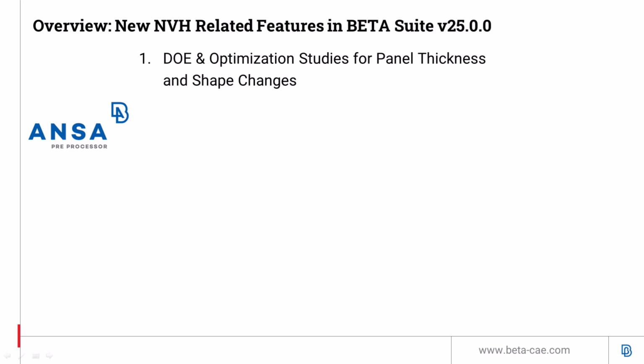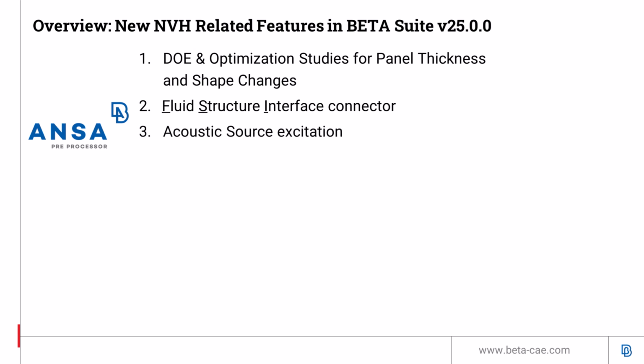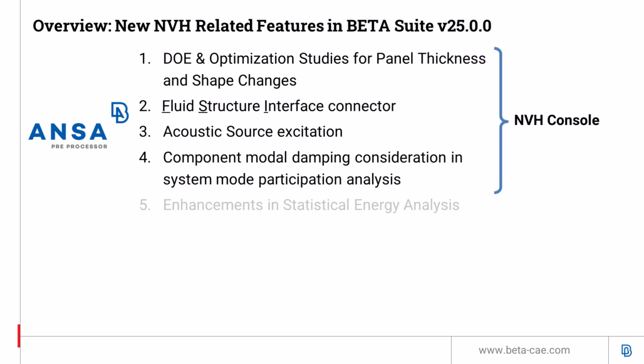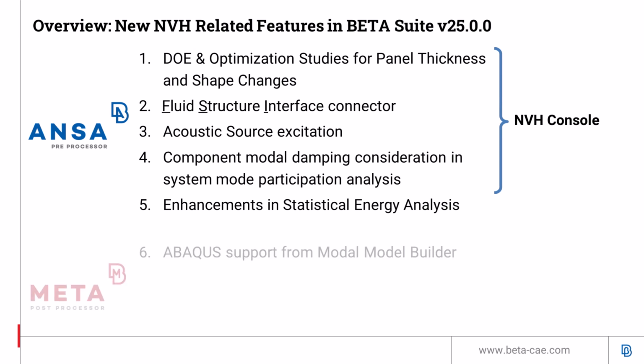Starting with ANSA, the NVH console is enhanced as it now offers DOE and optimization studies for panel thickness and shape changes. A new connector is created that enables the connection of a fluid and a structure. And acoustic source excitations can now be defined. A modal damping per component can now be considered when performing system mode participation analysis. Plenty of enhancements in the field of statistical energy analysis.